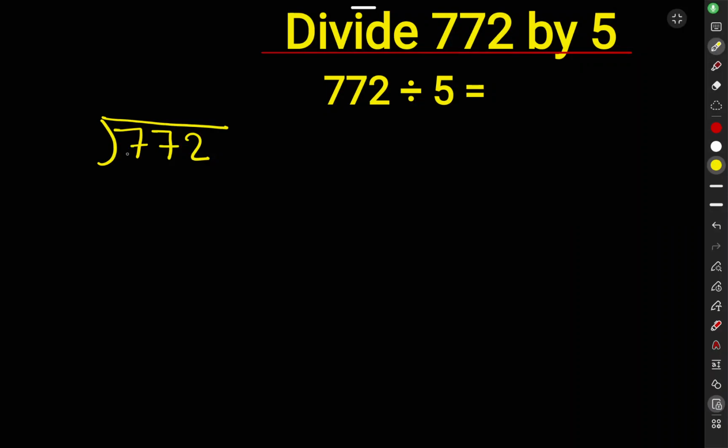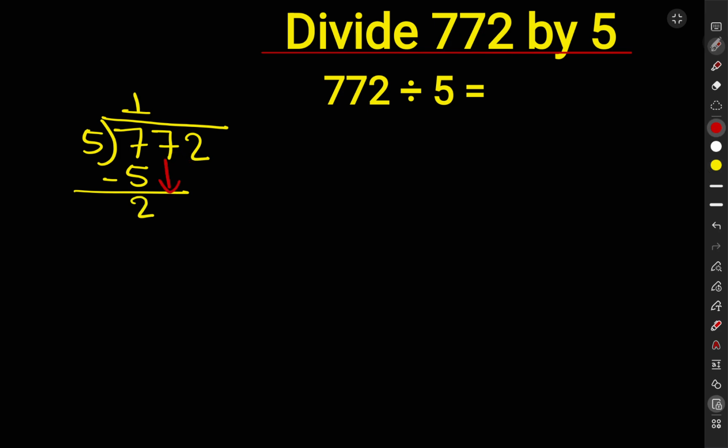Where we divide 772 by 5 in a long division method. 5 times 1 is 5. On subtracting we get 2.